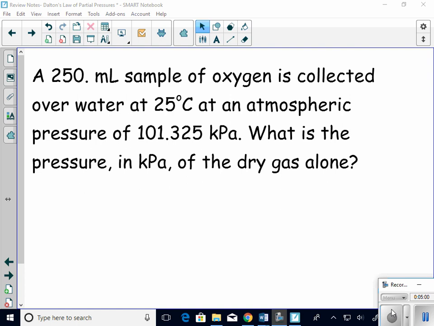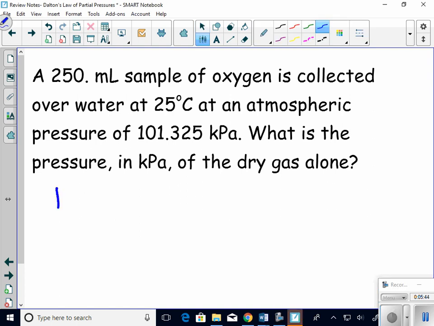The question states, a 250 milliliter sample of oxygen is collected over water at 25 degrees Celsius in an atmospheric pressure of 101.325 kilopascals. What is the pressure in kilopascals of the dry gas alone? So basically what's happening is similar to the video. We are collecting a gas based on water displacement. We're displacing the water, collecting a gas.